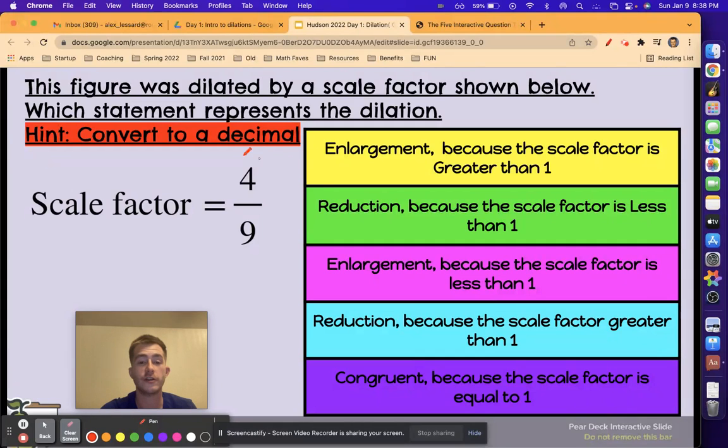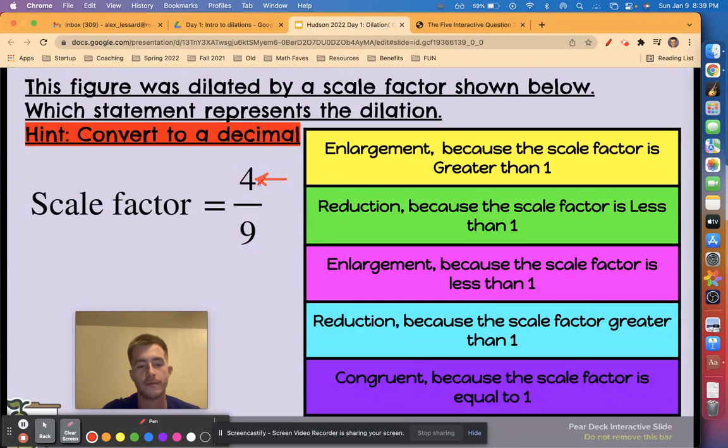Okay, so you can just look at the fraction. If the numerator is less than the denominator, like in this case, numerator is 4, that is less than 9, right? That means that you're going to have a reduction. This fraction right here is less than 1. Whenever you have a bigger number, let's say it was like 10 up here. If you had 10 over 9, whenever the number on top is bigger, that means you're going to have an enlargement because that number is greater than 1. So greater numerator would be enlargement. A numerator that's smaller would be a reduction.